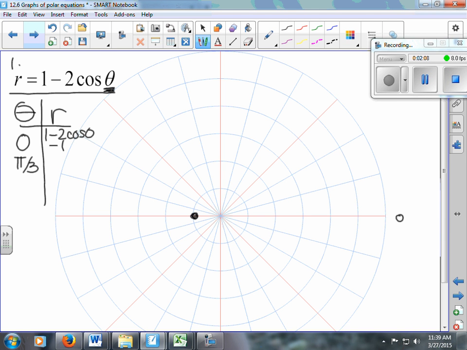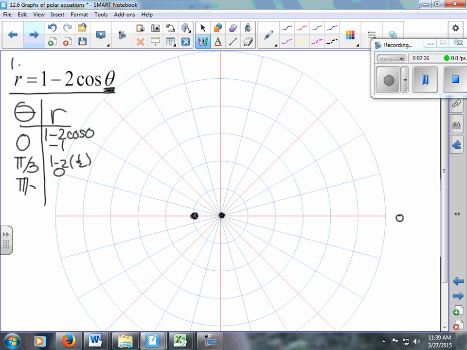One half is okay, because this r would be 1 minus 2 times the cosine of pi thirds, which is a half. So 1 minus 1 is 0. So at the angle 60 degrees, I get an r of 0. Interesting. I'm not quite sure what's happening between 0 and pi thirds, but let's keep going.